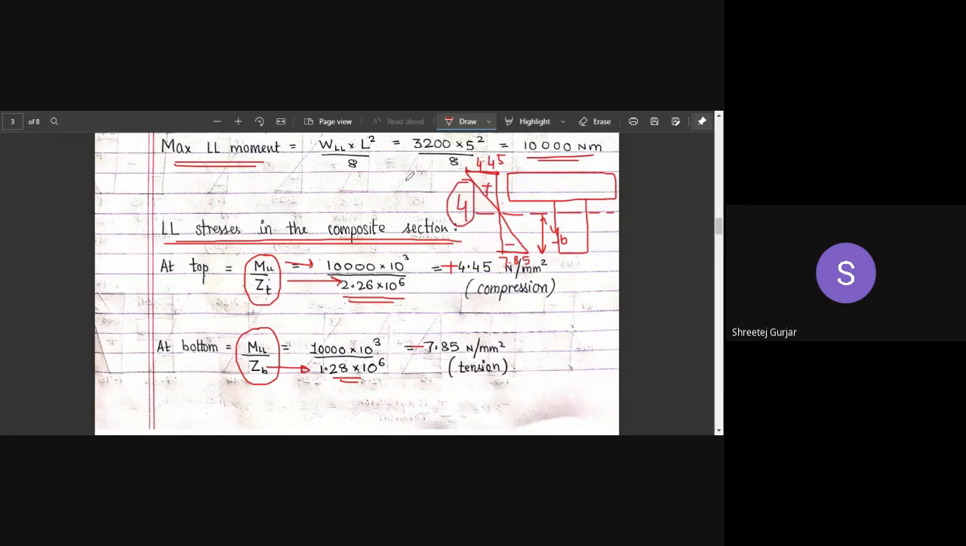Okay, so this is for propped as well as unpropped construction. Both will be the same. For both the cases, the diagram will be the same. Okay.